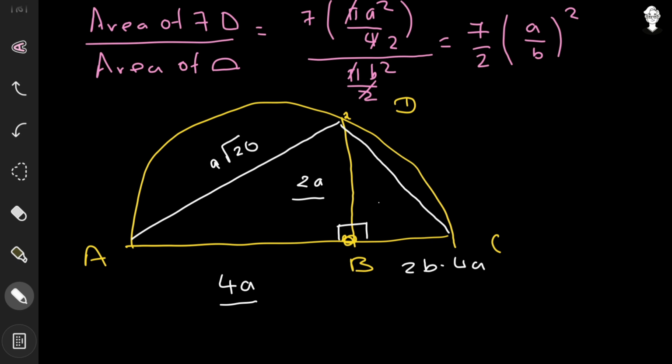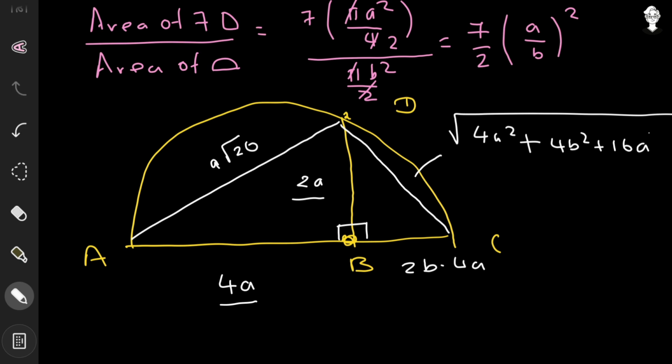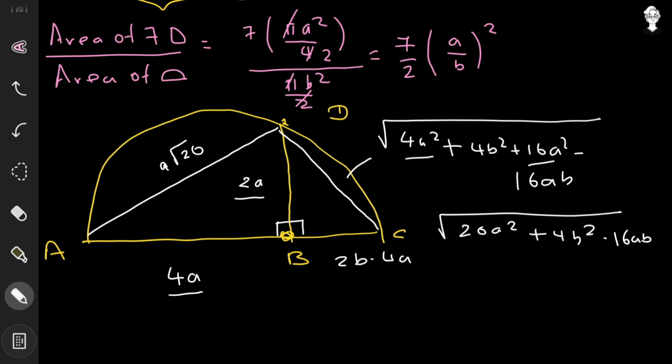Now similarly, we can find the length of DC. As this triangle is a right angle triangle, the side is 2 times A, the base is 2 times B minus 4 times A. So the hypotenuse is going to be equal to the square root of 2 times A the whole square, so 4A square, plus the base square, so 2 times B minus 4 times A the whole square, so 4B square plus 16A square minus 16AB. So simplifying this will give me square root of 20A square plus 4B square minus 16AB. So this is the final length of DC.